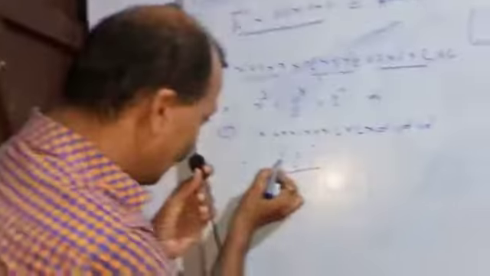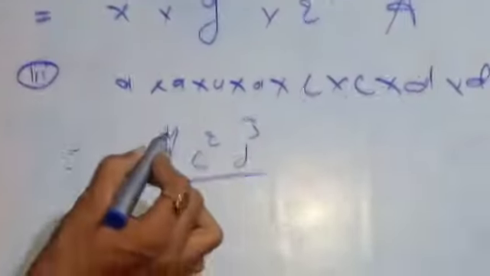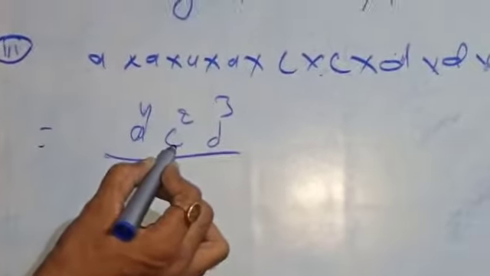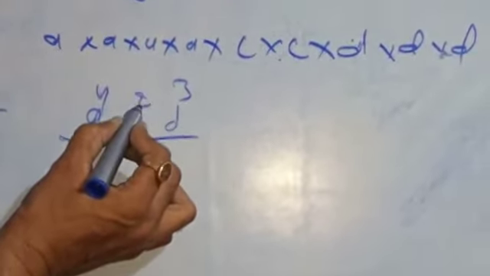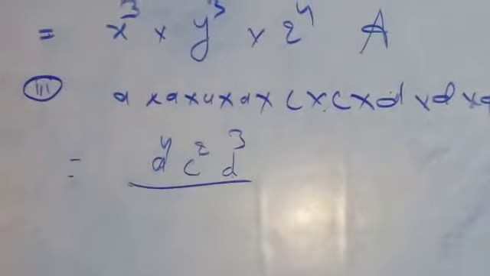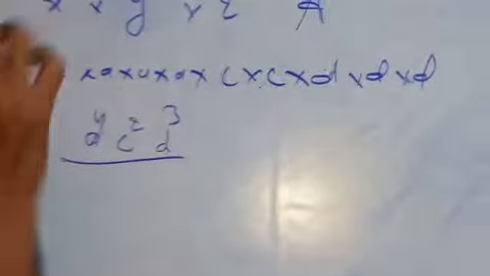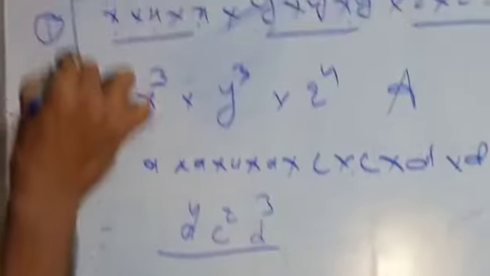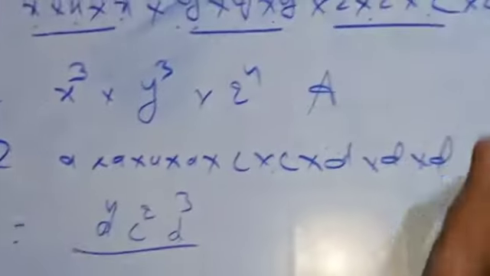Now for this, the base is a, and the power is 4. The base is c, and the power is 2. The base is d, and the power is 3. This is the exponential form. In this way we can express any number in the exponential form.